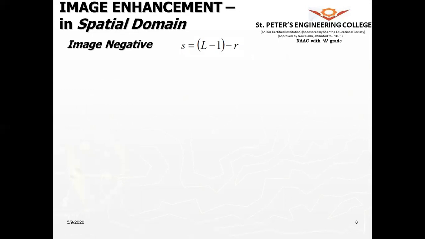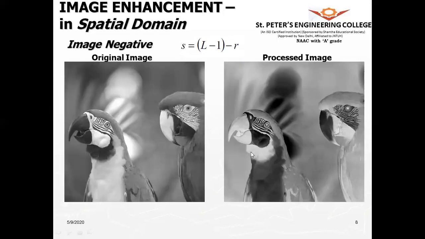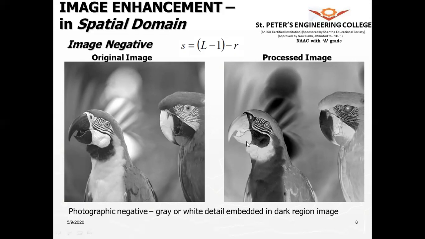So how do we find the negative of an image? Input R is the pixel value and it is subtracted from the highest intensity value, that is L minus 1. L represents the largest intensity value. So output S is the result of this subtraction. So for example, if this is the original image, you can see the second image here. This is a negative of this image. So you can obtain the photographic negatives in this fashion.